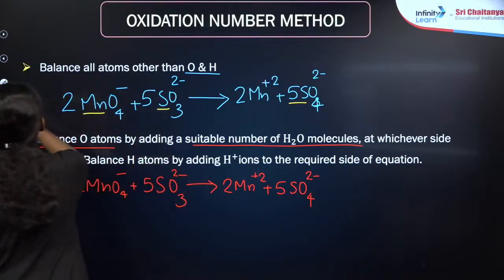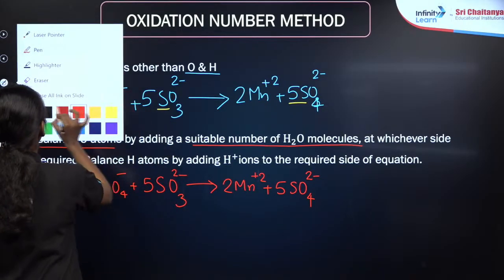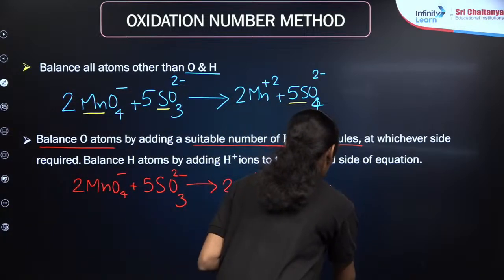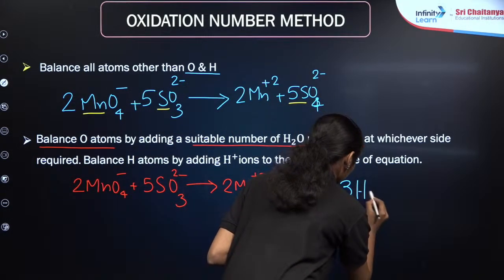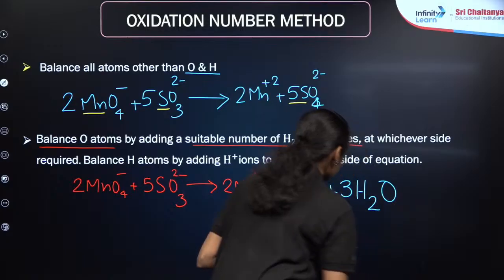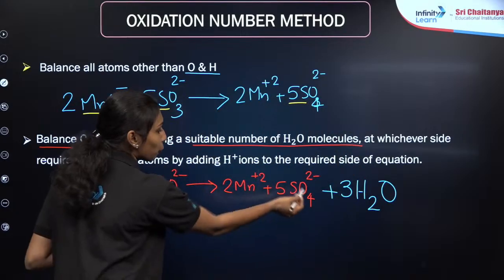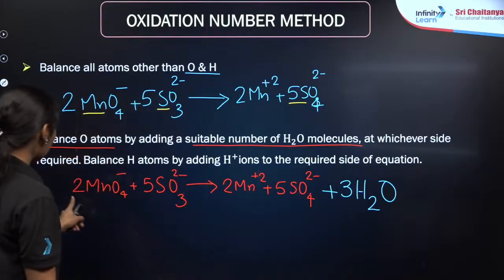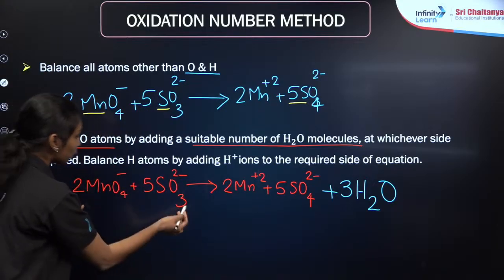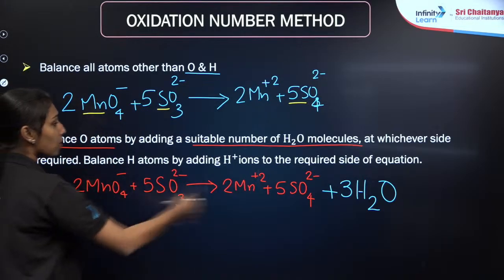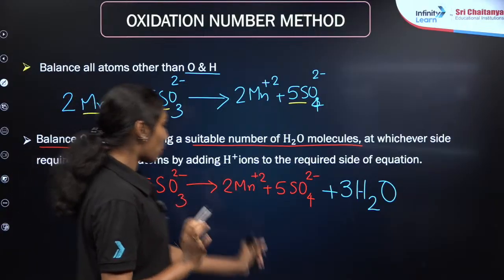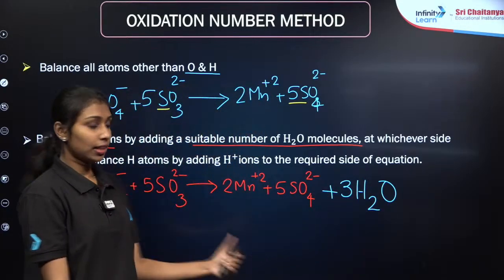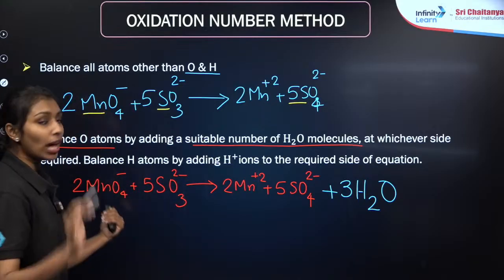So for that I am adding 3 water molecules to the side where oxygen atom is deficient. So I am adding here 3 water molecules. Now the oxygen atom is balanced. You can see here 5 into 4, 20 oxygen plus 3 oxygen, total 23 oxygen here. Then what about here? 2 into 4, 8 plus 5 into 3, 15, 15 plus 8, 23 oxygen. Oxygen atom is balanced. Now a problem arises that in the product side there will be 6 hydrogen atoms, right? But in the case of reactant side there is no hydrogen atom.